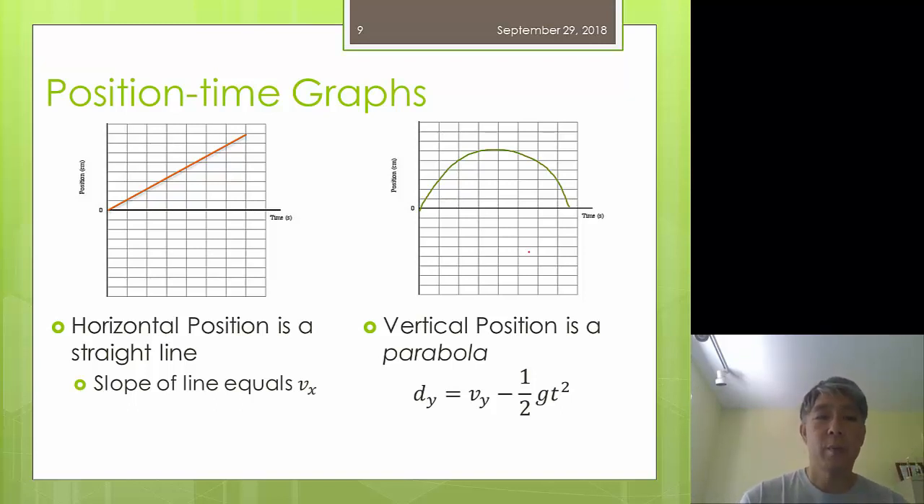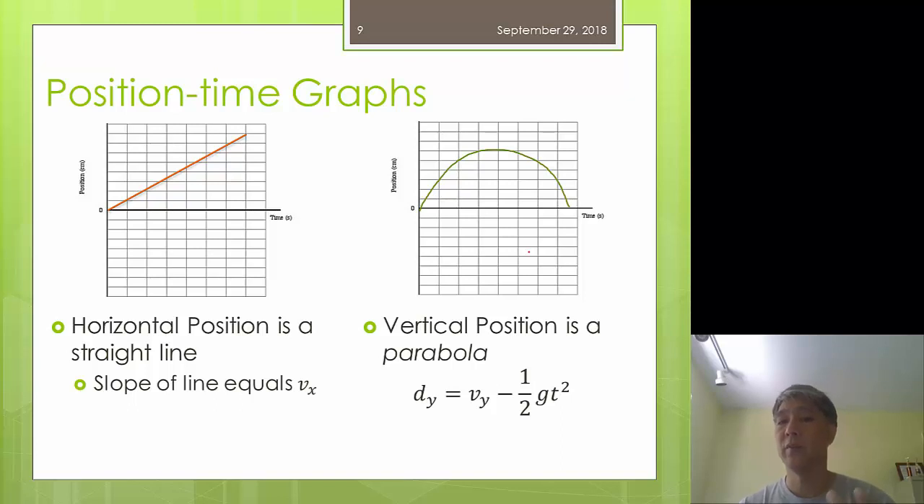Remember, as long as I ignore air resistance, my horizontal position is going to show a constant velocity. So it's going to be a straight line with the slope of my line equal to that constant velocity, v of x. On my y-axis, what's shown there is a level ground, and in this case, the object goes up, comes back down. This vertical position is going to be a parabola.